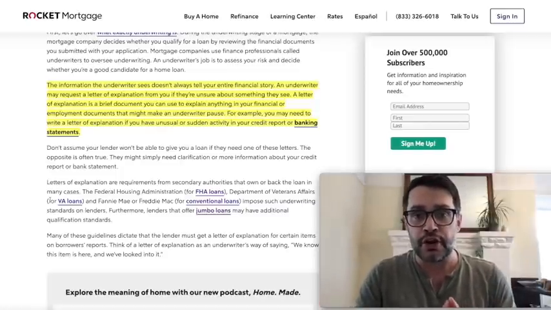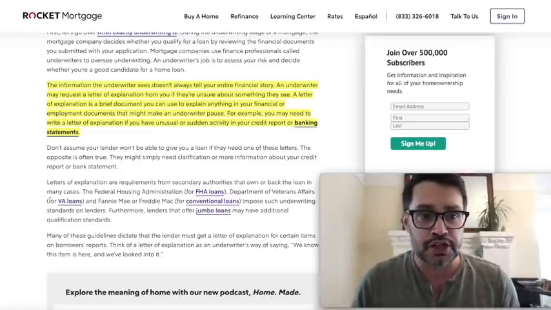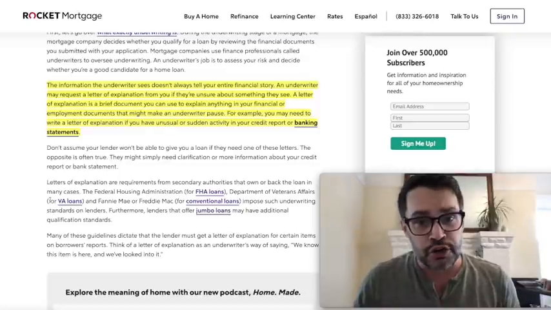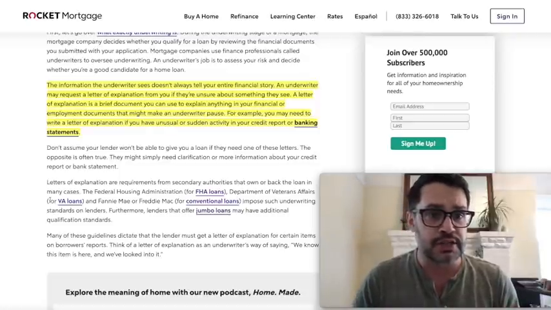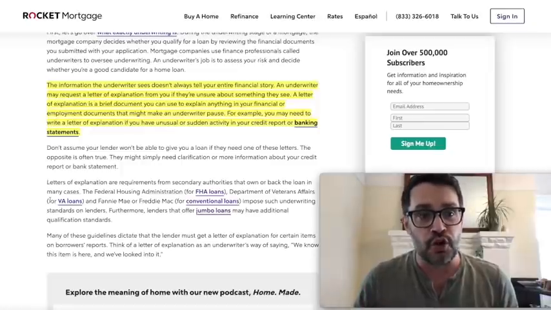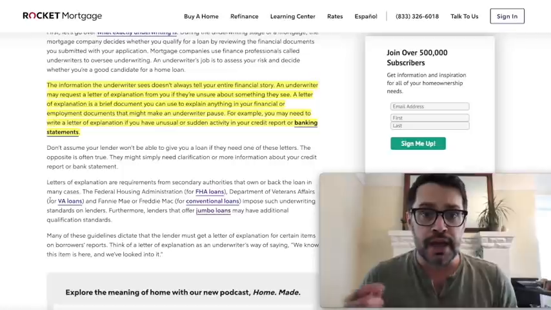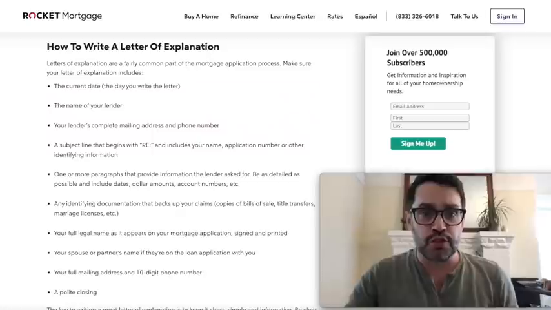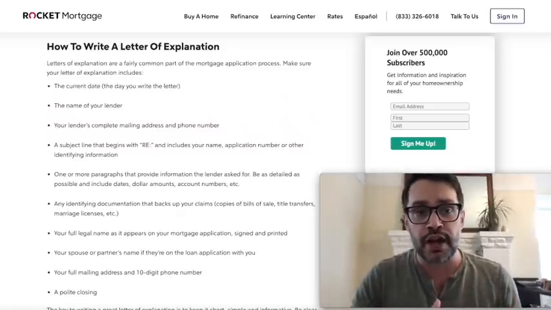Let me keep reading here. An underwriter may request a letter of explanation from you if they're unsure about something they see. A letter of explanation is a brief document you can use to explain anything in your financial or employment documents that might make an underwriter pause. For example, you may need to write a letter of explanation if you have unusual or sudden activity in your credit report or banking statements. So a few points if this applies to you on how to write a letter of explanation.